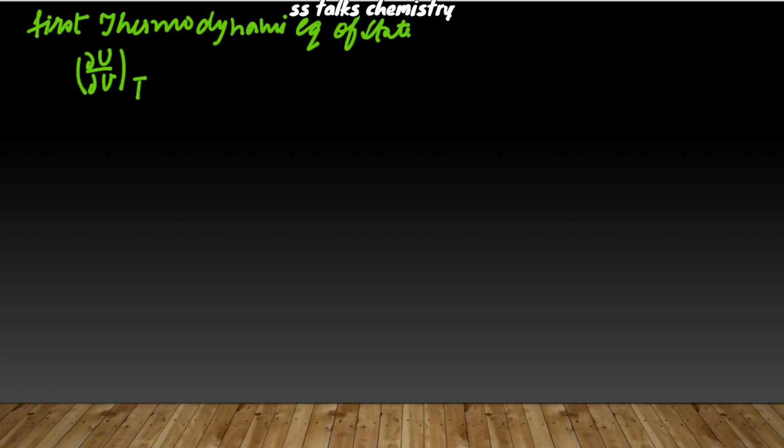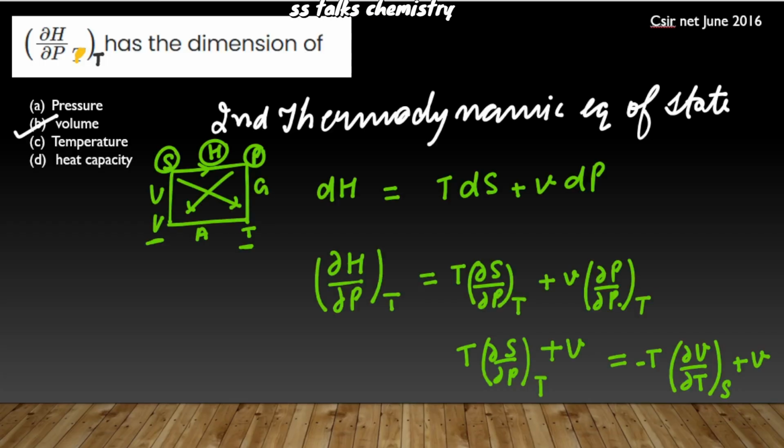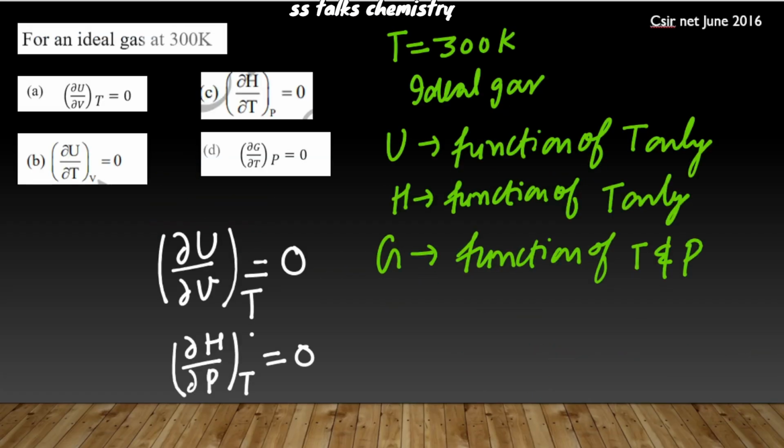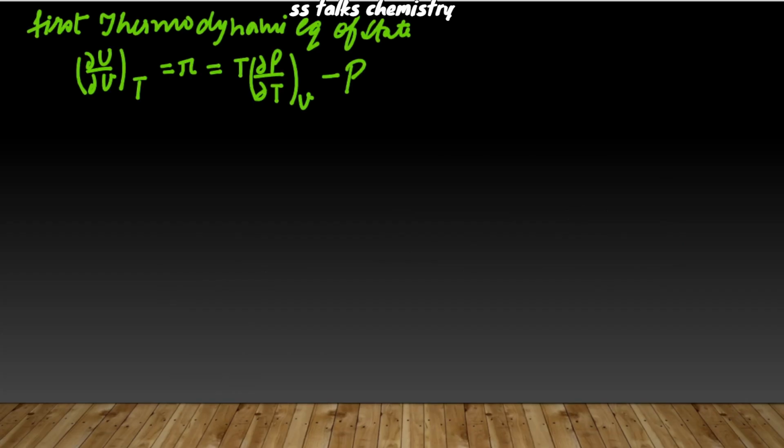So if you know the exact value of this, it is equal to the internal pressure, which is equal to temperature into del P by del T at constant volume minus the pressure. Just like we derived the second thermodynamic equation of state, we can also derive this first one. Just write the expression for dU, then at constant temperature differentiate it with respect to the volume, and again we will reach this particular equation.